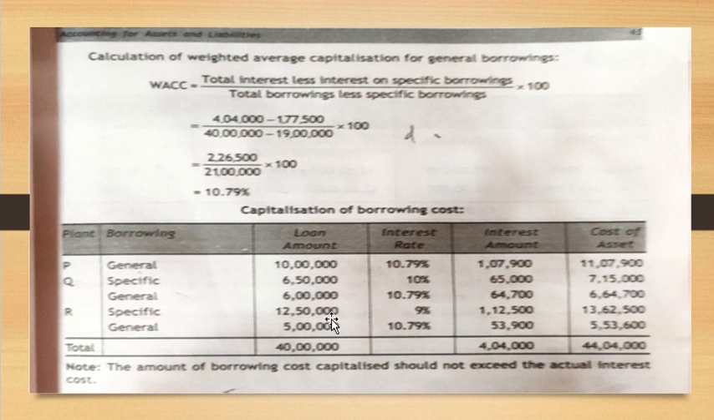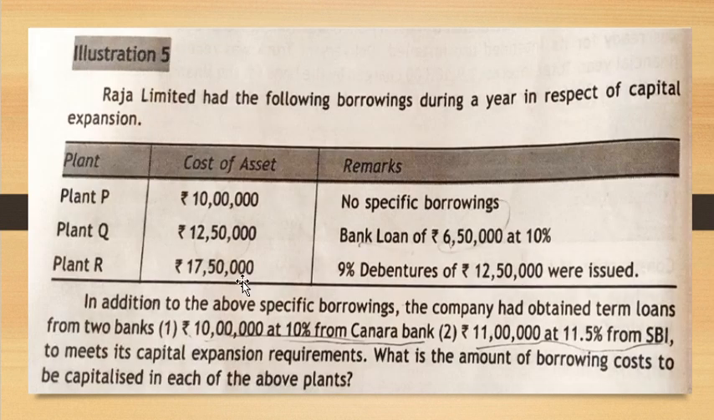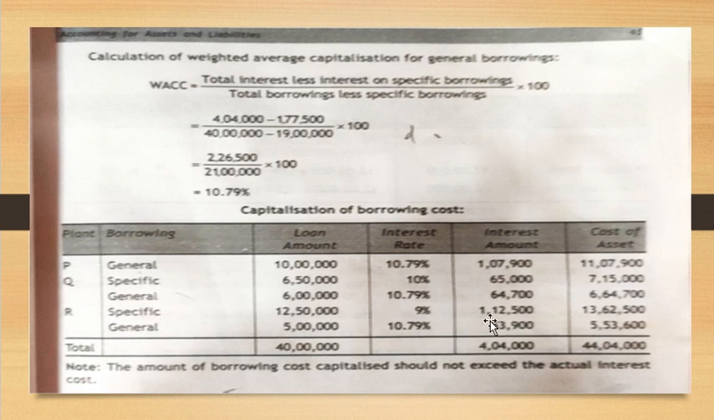So specific borrowing is the debenture amount that you have collected. So 12,50,000 for the specific borrowing, and the interest rate is given in the problem as 9%. So 12,50,000 into 9% will give you 1,12,500. So the loan amount plus your interest charge will give you 13,62,500.